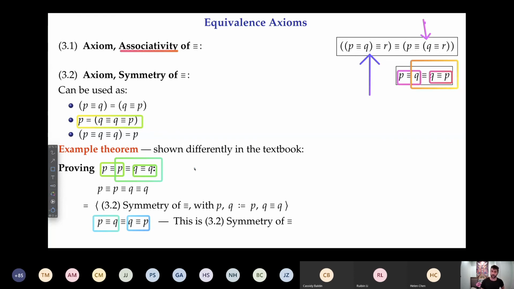So the top line looks strange. P equals P is the same as Q equals Q, and yeah, that's true, because P equals P is true, everything is equal to itself, and Q equals Q is true because everything is equal to itself, and true is equal to true. So that's another way to think about it, if you like.